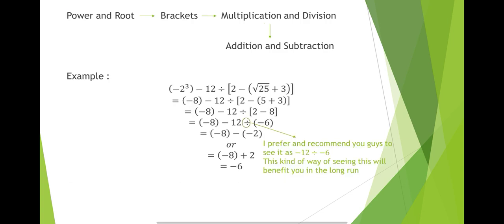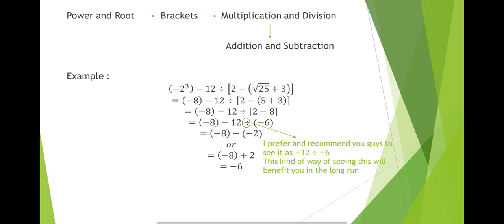This is just another example. Always follow the rules. In this equation, we have both power and root here, right? Notice on the second step, we do both of them at once. Negative 2 to the power of 3 is negative 8. And the root of 25 is 5. And then do the inside bracket first.